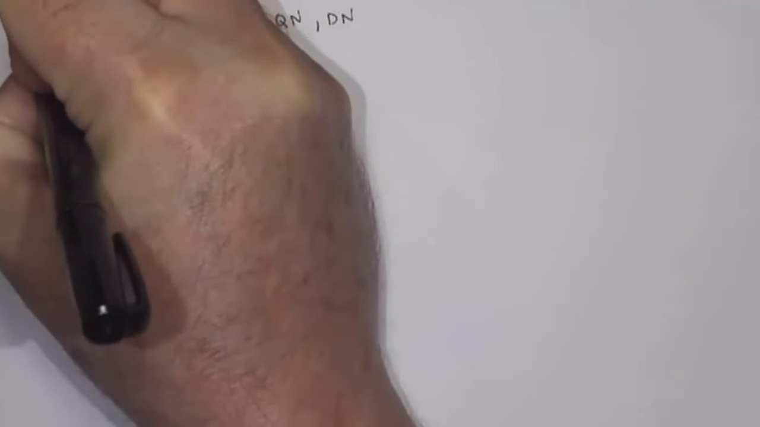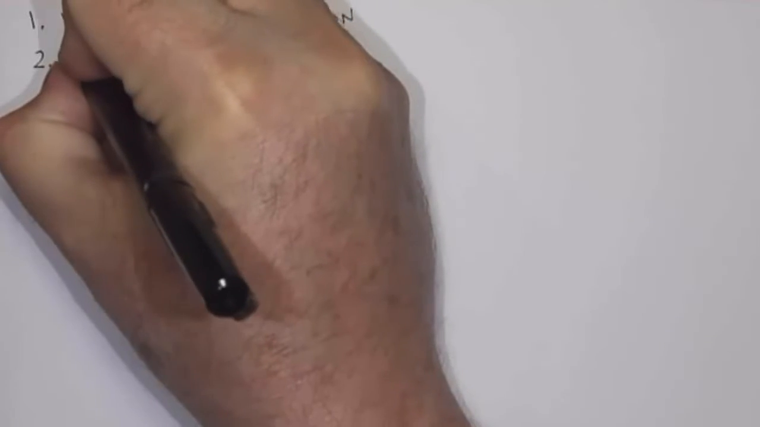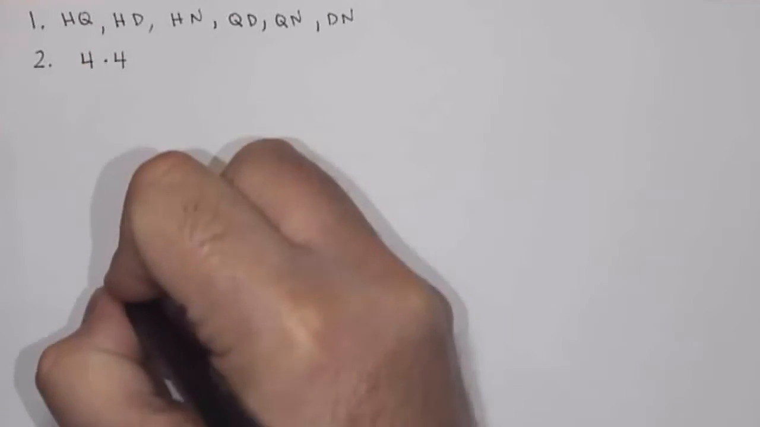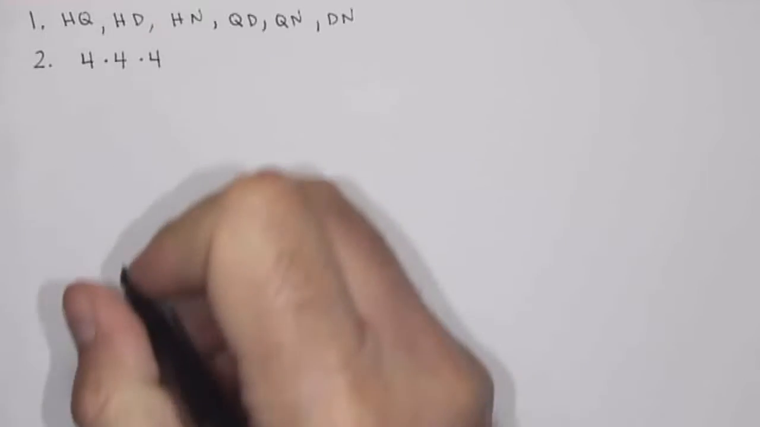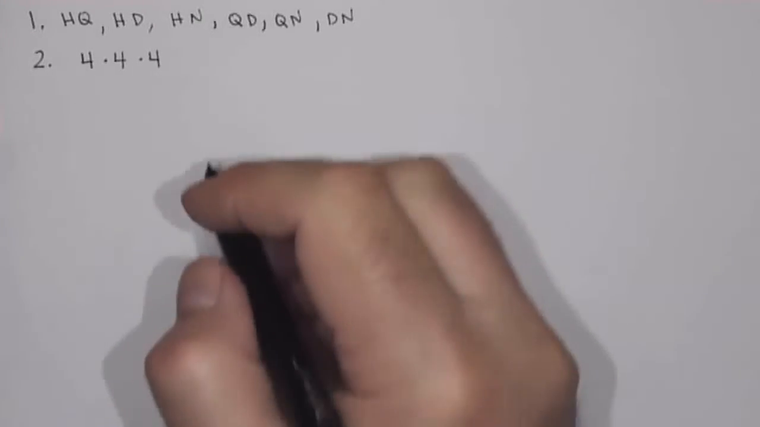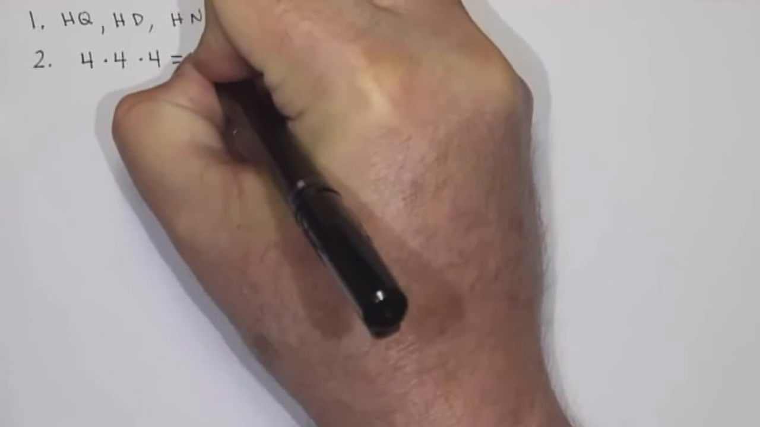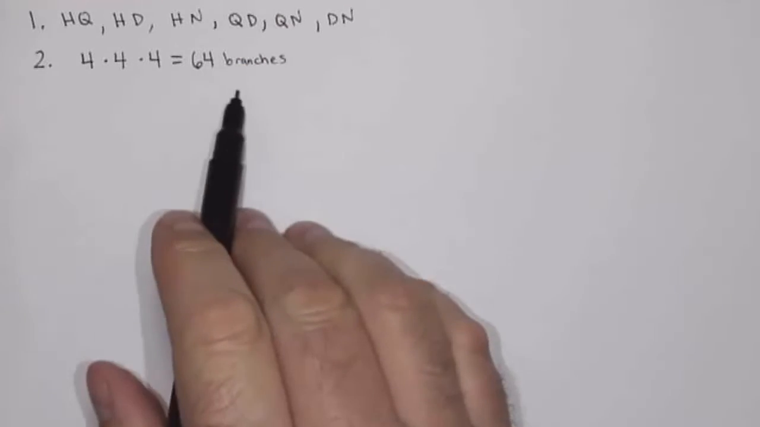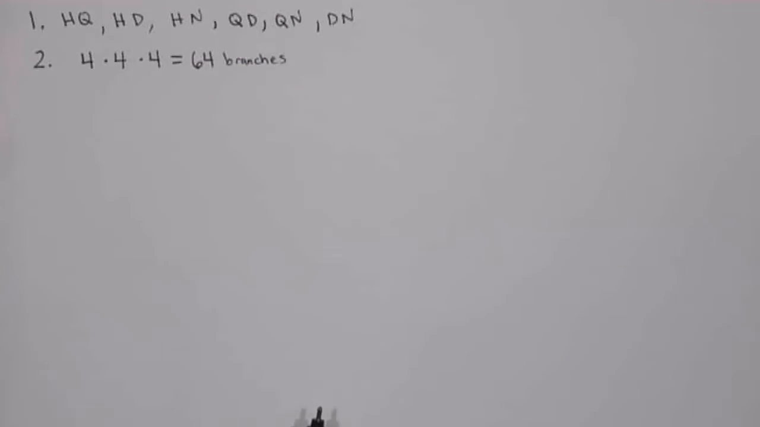So if we roll 3 tetrahedral dice, and so again, a tetrahedral dice has 4 sides. So if we roll 3 of them, the first die could land in 4 ways, the second die could land in 4 ways, and the third die could land in 4 ways. So there would be 4 times 4 times 4, which would be 64 different branches on the tree diagram that we could use to illustrate all of the outcomes. So there would be 64 possible outcomes if we roll 3 tetrahedral dice. Let's take a look at question 3.